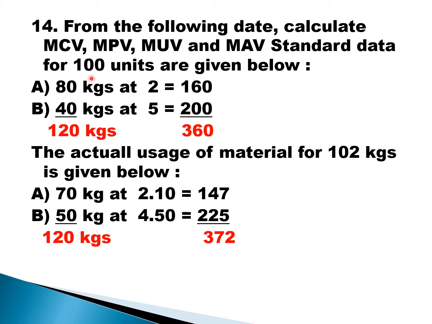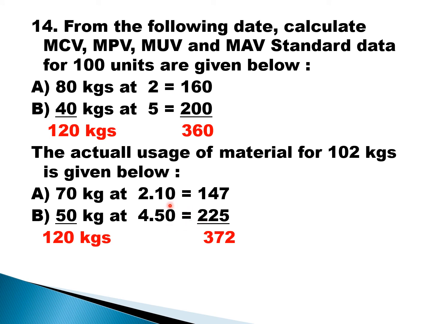80 kg is for 100 units. You need to find for 102 units. 40 kg is for 100 units. You need to find for 102 units. The actual usage of material for 102 kg is given below: 70 kg at 2 rupees 10 paise, 50 kg at 4 rupees 50 paise for material A and B.